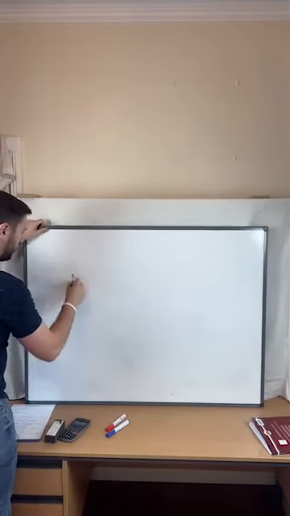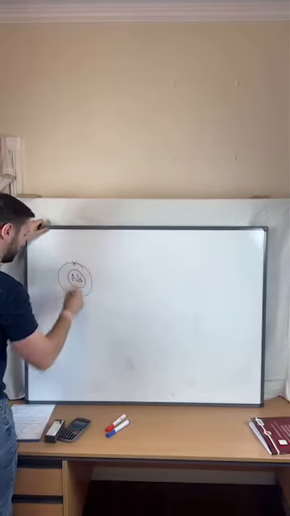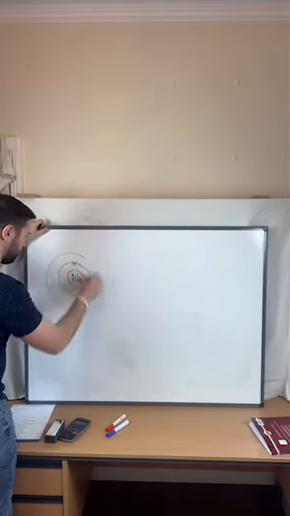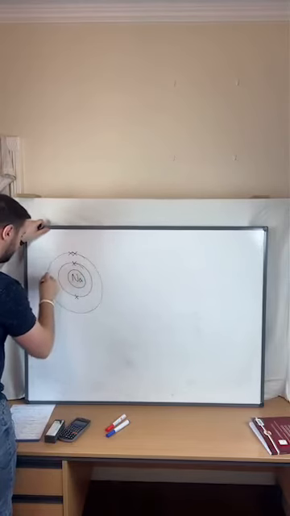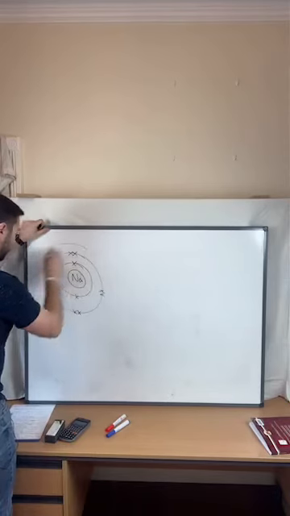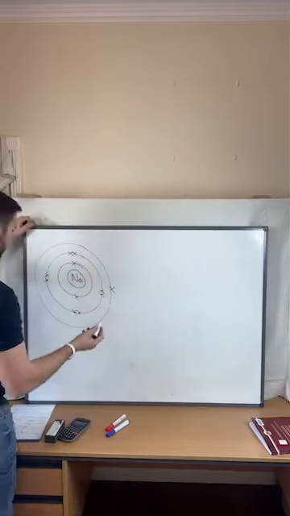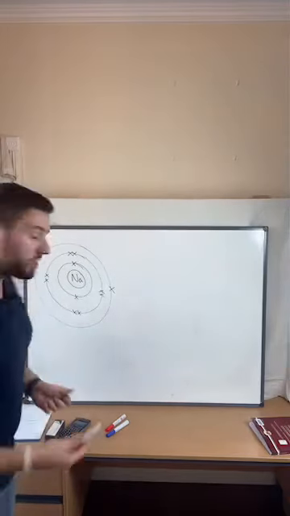So, sodium, Na, got 2 in the first shell, 8 in the second, and 1 in the third. I'm not going to lie, I'm pretty happy with that. So this is what a sodium atom traditionally looks like.